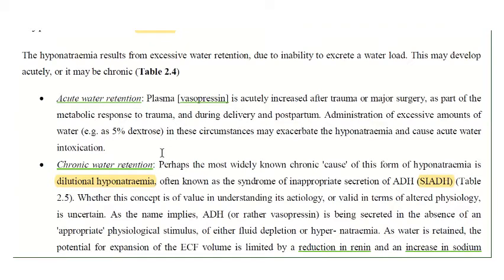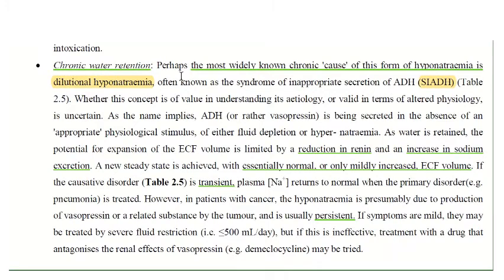الحالة الثانية chronic water retention. هنا ربما the most widely known chronic cause of this form of hyponatremia is the dilutional hyponatremia, often known as the syndrome of inappropriate secretion of ADH, SIADH. وسنتكلم عليه في التيبل 2-5 أيضا. هذا السندروم من الاسم مالته ال ADH هرمون ال ADH الأنتي دايوريتيك هرمون أو يسمى الفازوبريسين is being secreted in the absence of an appropriate physiological stimulus.